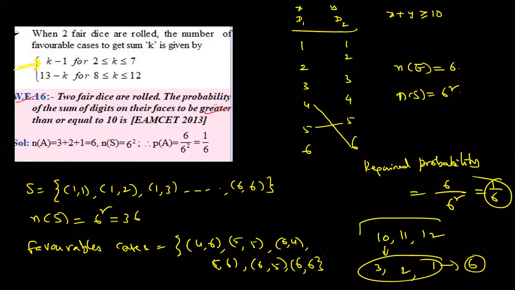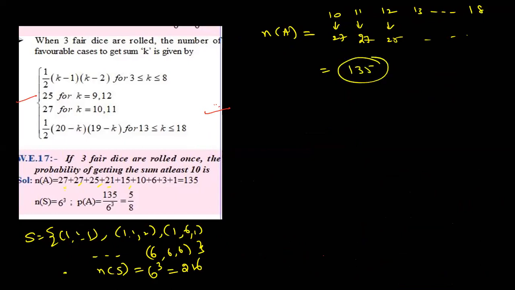Like that here, leave it. Now here also, so favorable cases, what are there? Getting sum 10, getting 10 means how many cases? 27. Like that, getting at least 10. Getting 11 means what is the answer? 27. 12, 13, and so on. Sum is getting 18. 12 is also how much? Verify. How much coming? 25. You can verify this one. Like that, add them. Answer is coming 135.